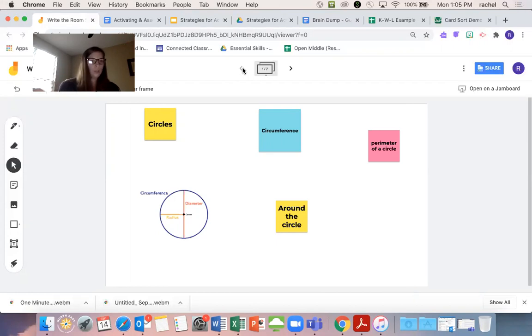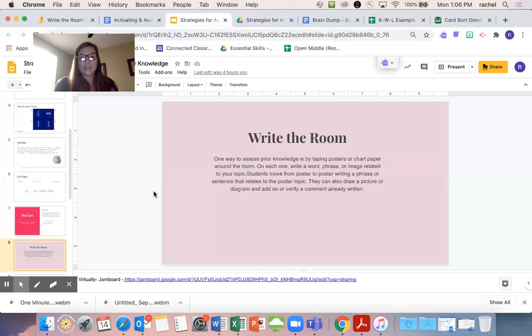Virtually, I can just flip through and add on my thoughts to it and read what all my classmates had to say. I may want to add in my initials so that way I know who said what and who responded to what. Jamboard does not give you editing lists like Google Slides, so I can't see who added what to it. So that strategy was called Write the Room.